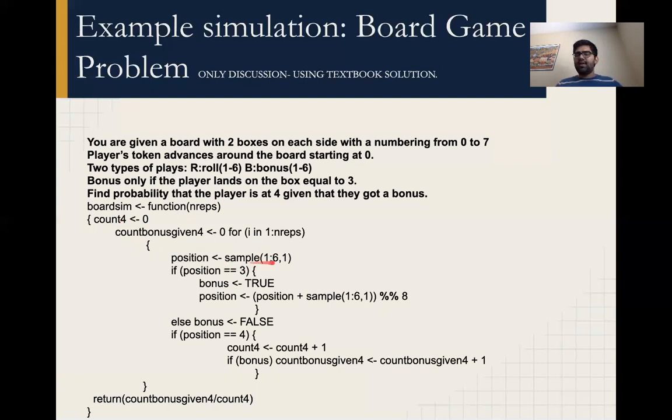Another is sampling the die throw. So it is sampling the number of die I threw, from 1 to 6, so it gives a response from 1 to 6, and just one value out of that, right? If I had given 2 here, I would have 2 values out of it. So I don't want that, I just want 1. So that's it, and I added the bonus here.